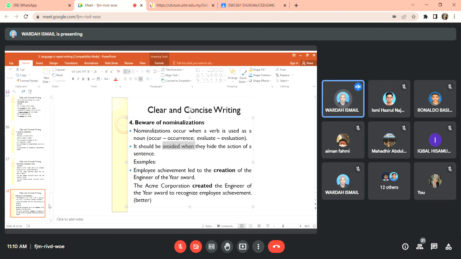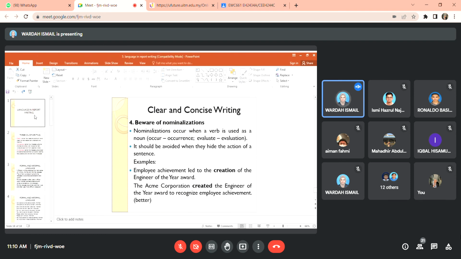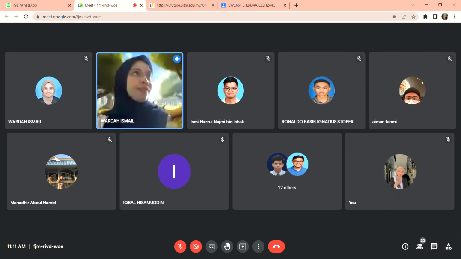Okay, so these are all about language in report writing as well as in your proposal. First, remember in your proposal, remember to write in passive voice, use present tense or future tense, and then make sure to write it very straightforward and clear. Okay, let me show to you an example of future tense and present tense in a proposal.